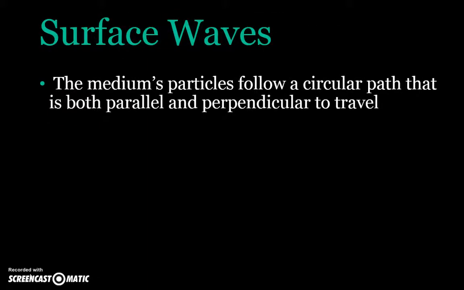Surface waves is the third type, and that's where your particles follow a circular path. So think about ocean waves. They kind of move in that circular motion. If you've ever seen a buoy out in the middle of the ocean where it marks the continental shelf, you see that they stay stationary. They're moving up and down, but they're not getting closer or farther out to shore.